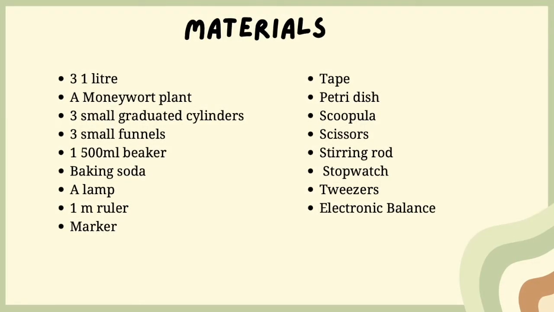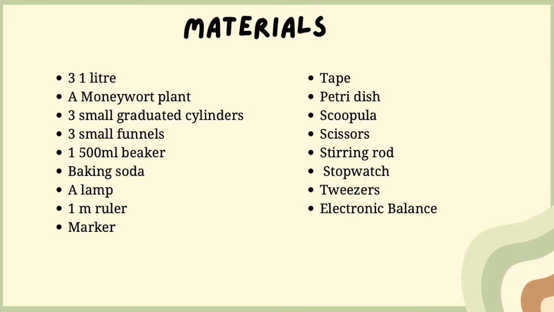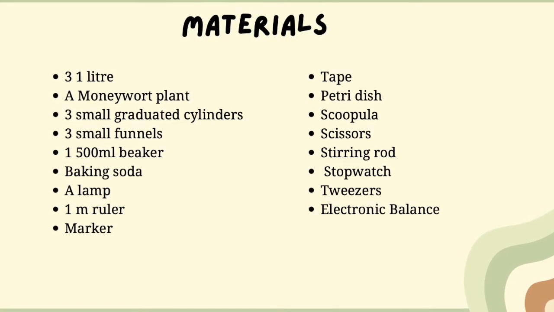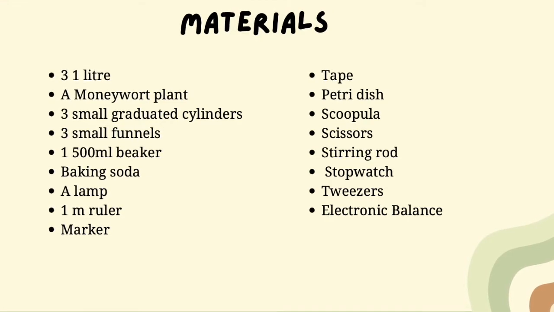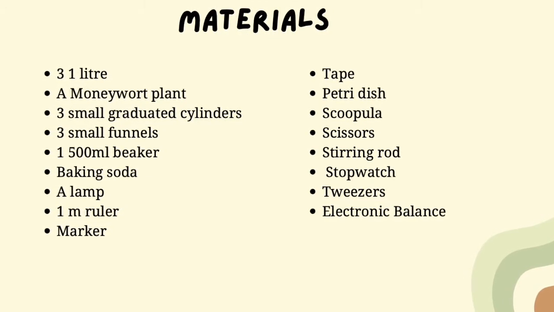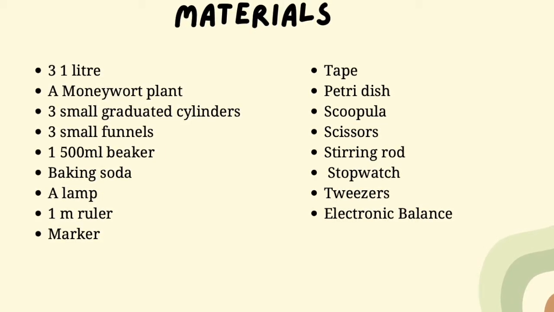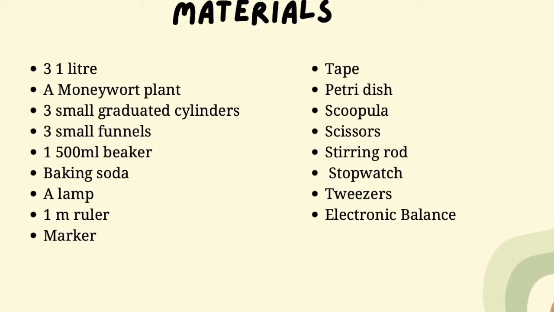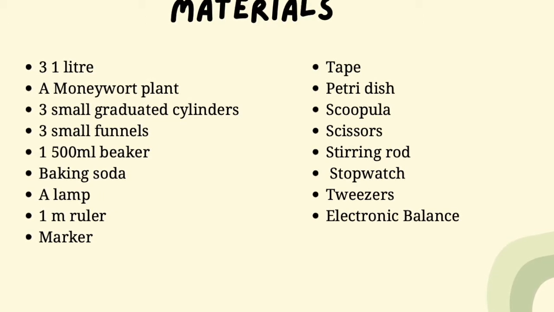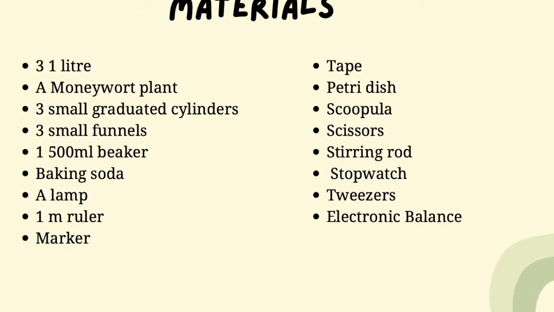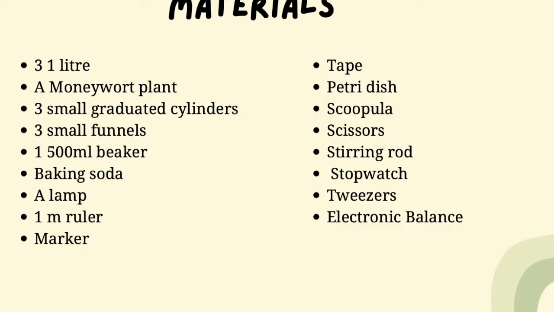The materials that were required to conduct this lab were 3 1-liter beakers, a moneywort plant, 3 small graduated cylinders, 3 small funnels, a 500 ml beaker, baking soda, a lamp, a 1 meter ruler, marker, tape, a petri dish, a spatula, scissors, a stirring rod, a stopwatch, tweezers, and an electronic balance.